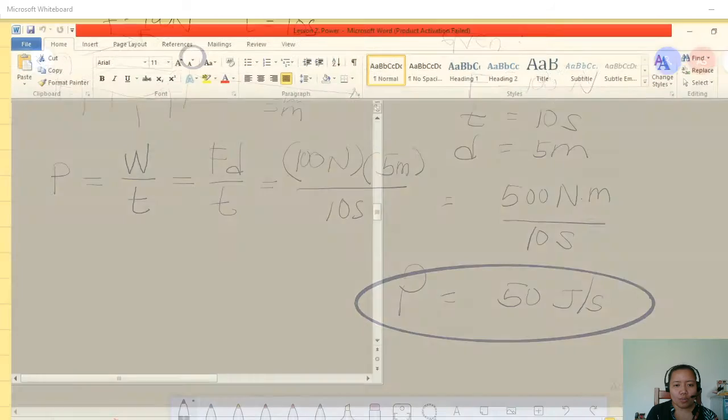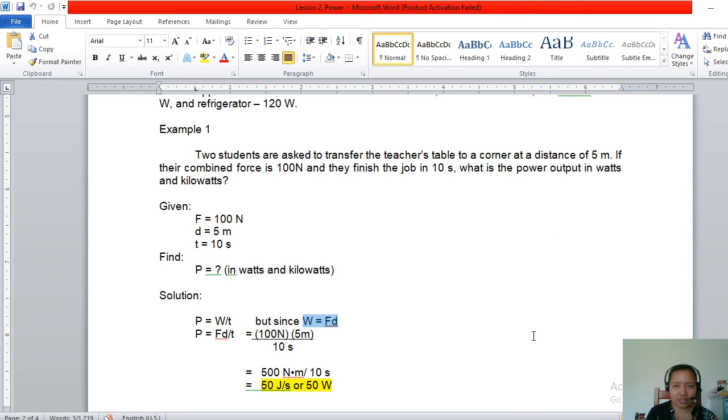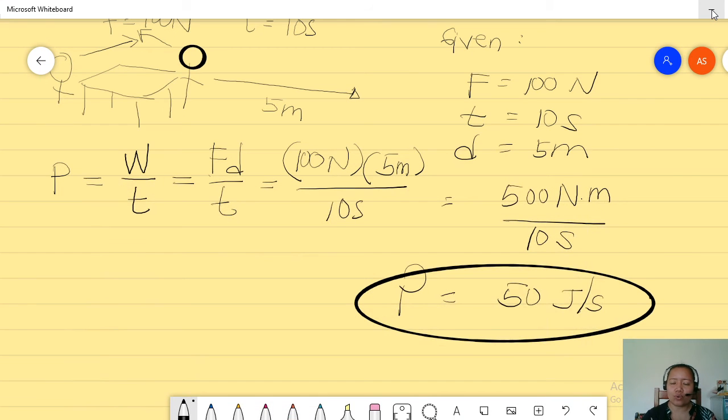Okay, let's try to go back. Is it correct? Yes, it's correct. And also, as we all know, 1 joule per second is equivalent to what? So we can also have 50 watts. So this is the answer in watts.